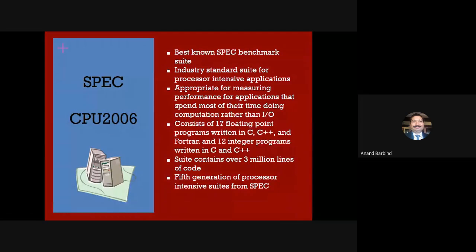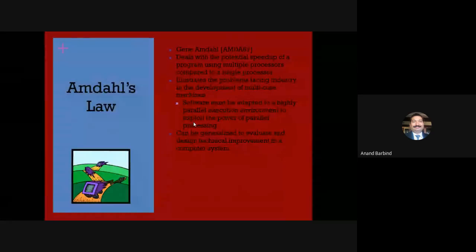If you want to measure the performance of your computer, then what you can do is execute these 17 floating point programs or 12 integer programs on your computer and find out the time required for execution of these programs on your computer. So this is how SPEC works. There are many other suites from SPEC. You can refer to the book of William Stallings to get to know the other suites or other types of programs.